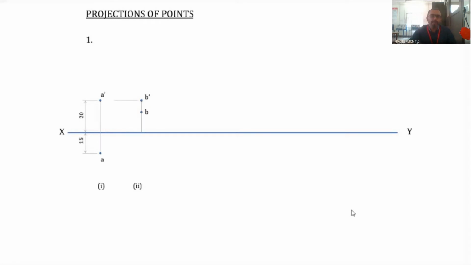So the distance of B dash will be 20 millimeter from the XY line, and the distance of B from the XY line should be equal to 15 millimeter. So this is the case of the second condition.